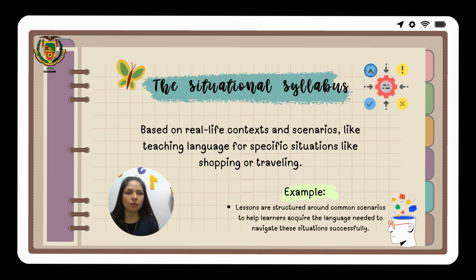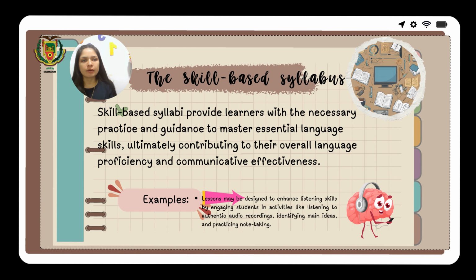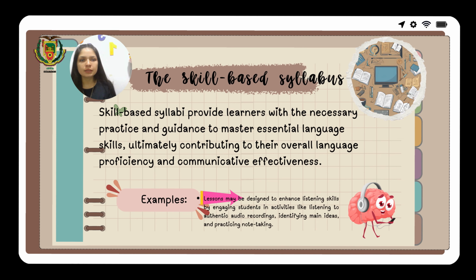For example, in a language class following a situational syllabus, the students may learn language related to traveling, such as asking for directions, booking accommodations, or ordering food in a restaurant. They may practice language skills for shopping, negotiating prices, or interacting with vendors. In general, the lessons are structured around common scenarios to help learners acquire the language needed to navigate the situation successfully. The skill-based syllabi in language teaching are centered around developing specific language skills that are essential for effective communication.